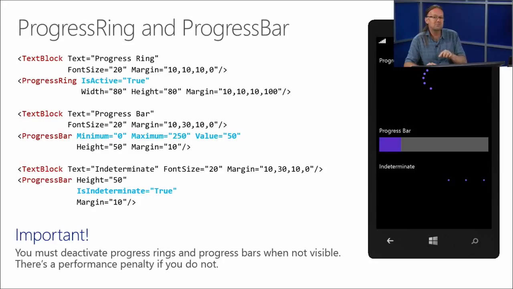Later on, I'm going to tell you how to put one of these indeterminate progress indicators, the dots that race across the screen, up in the status bar, which actually I would say is kind of the de facto standard for most phone apps. You want to put it up on the top of the screen in the status bar. But if you want to put it in line, these are the controls to use.